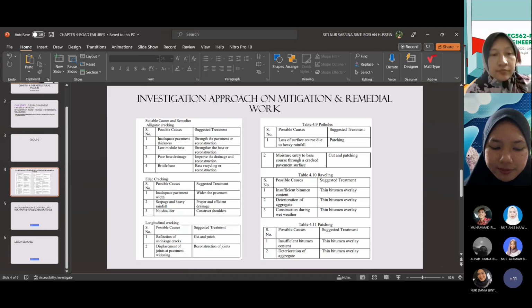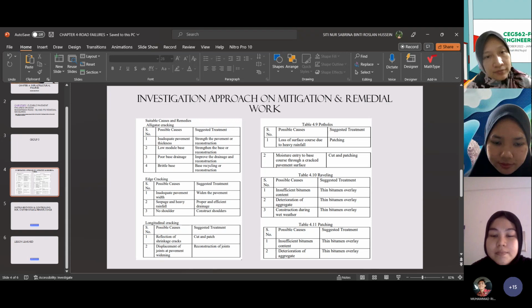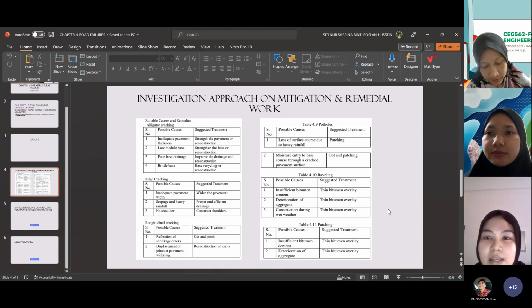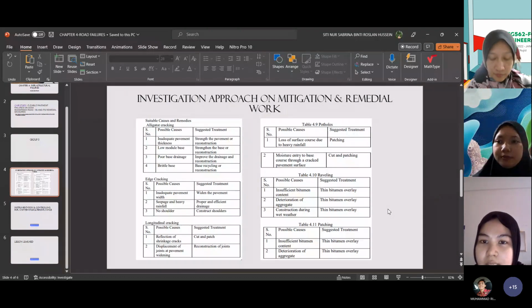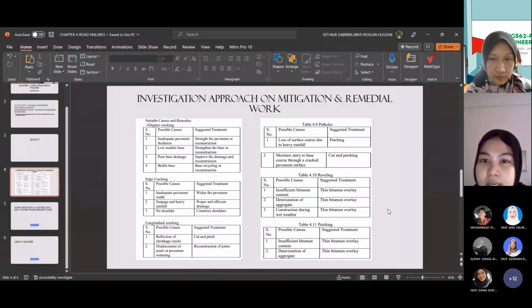Next slide. Ada lagi cracking yang lain. Contohnya macam potholes. Potholes ni, the possible cause which is loss of surface caused due to heavy rainfall, as well as moisture entry to base caused through a cracked pavement surface. So the suggested treatment will be patching as well as cut and patching.